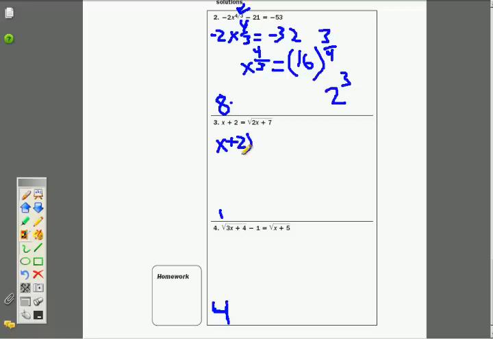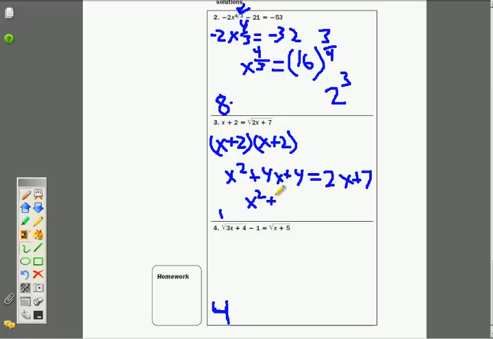On this next one, if I square both sides, if I take x plus 2 and I square it, I get x plus 2 times x plus 2, which ends up being x squared plus 4x plus 4, and that equals 2x plus 7. If I subtract 2x, then I get x squared plus 2x, and then I subtract 7, I get negative 3.